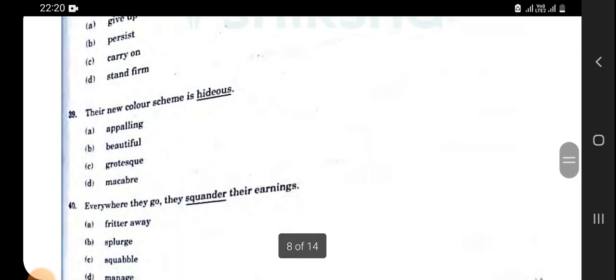Their new color scheme is hideous. It's quite known to us. The hideous beast means the ugly beast. So the answer will be B, beautiful.